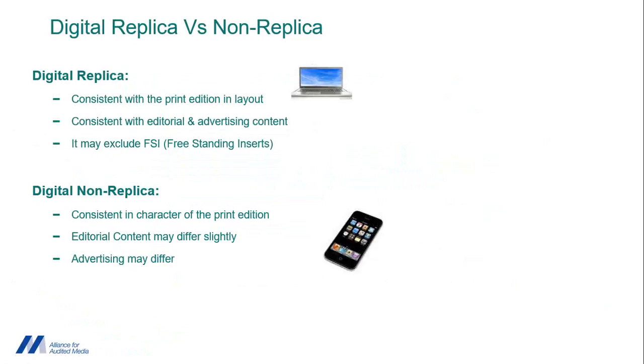Digital non-replica, similar to the replica edition, the only thing is a curtailed version of your newspaper. Editorial may be just a little bit different, advertising may be slightly different. It is meant to fit more on your tablet or your phone. So it's easy reading, easy viewing ability for the smaller electronic devices, such as your e-readers. Your e-readers may not be the digital replica. It may be a curtailed version of the newspaper. So that would be considered a digital non-replica.